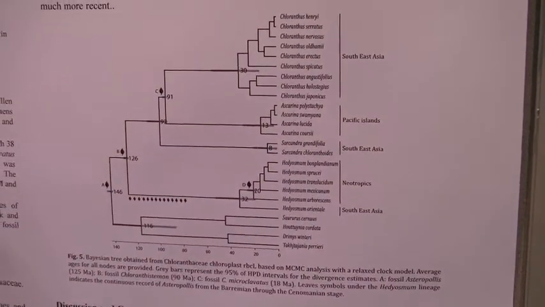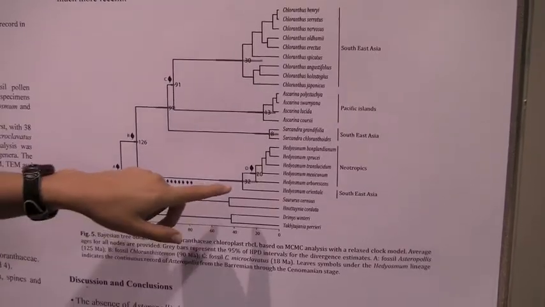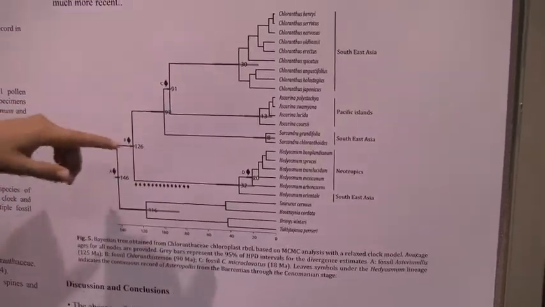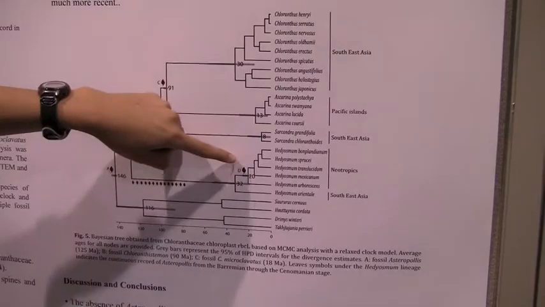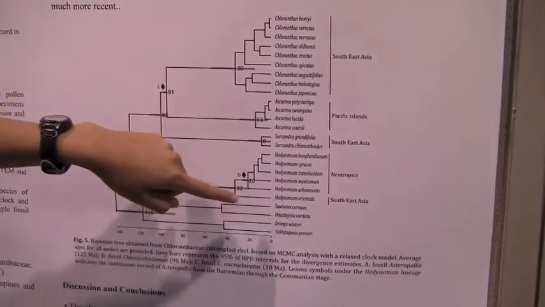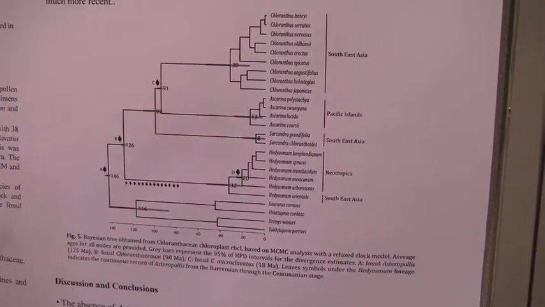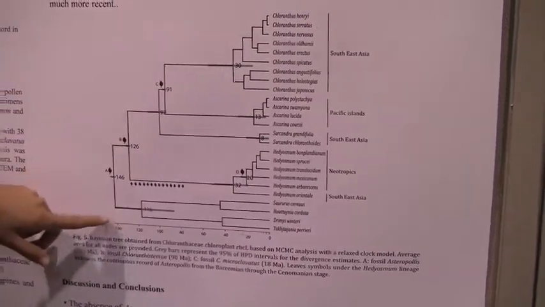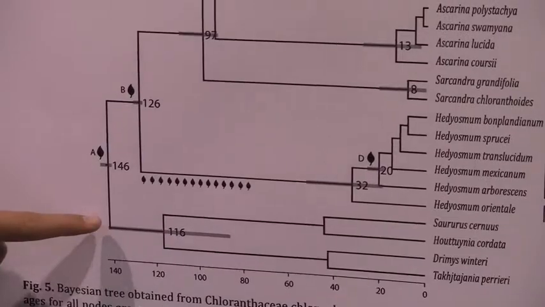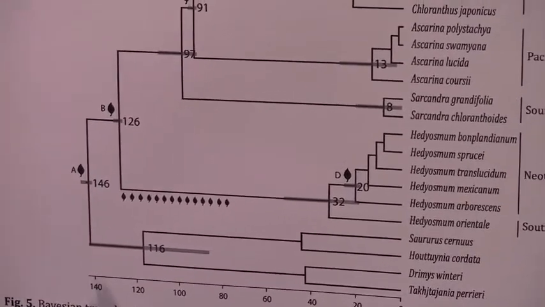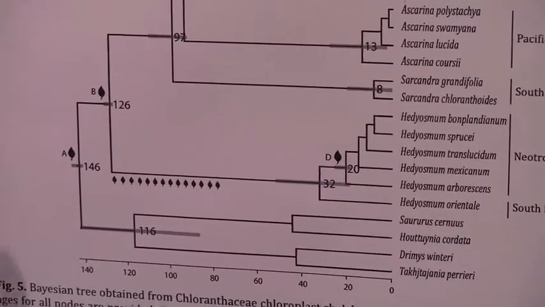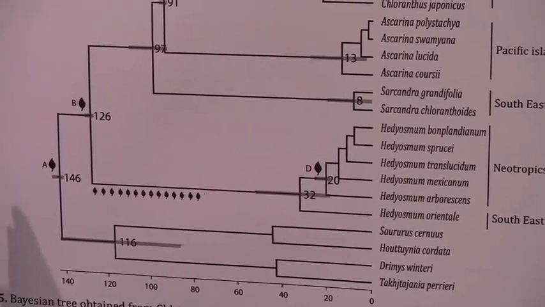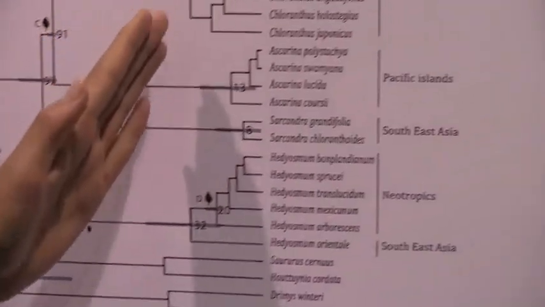And I added the fossil that I just described here as the crown group of Hedyosmum. So as you can see, these numbers represent the ages that I calculated, and here are the error bars. As you can see, there is a very old family that originated a long time ago, but the diversification is very new.